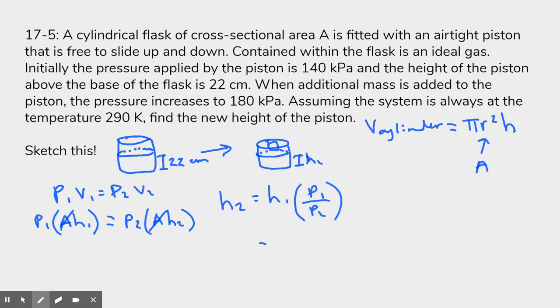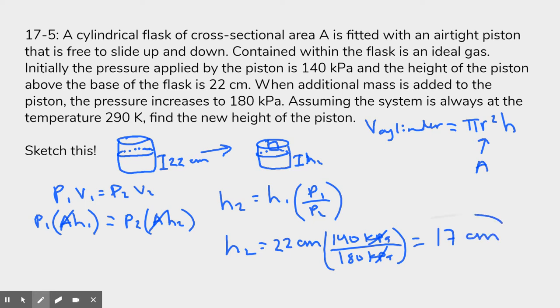So our initial height was 22 centimeters, and you can leave that. The initial pressure is 140 kPa. We can leave that as well because we don't have any other units interfering with it. And the final is 180 kPa. So kPa cancels out. We're going to be left with our height. And in this case, we're going to see that our height decreases to 17 centimeters. So that would be the answer here.